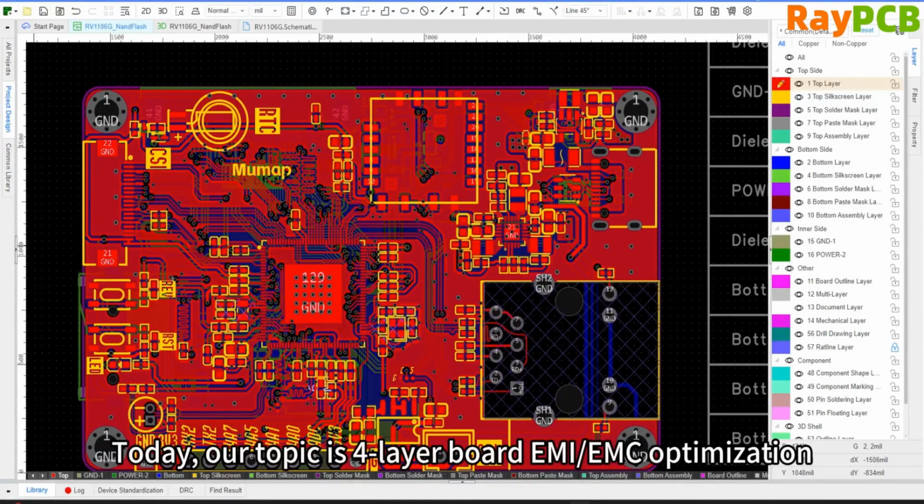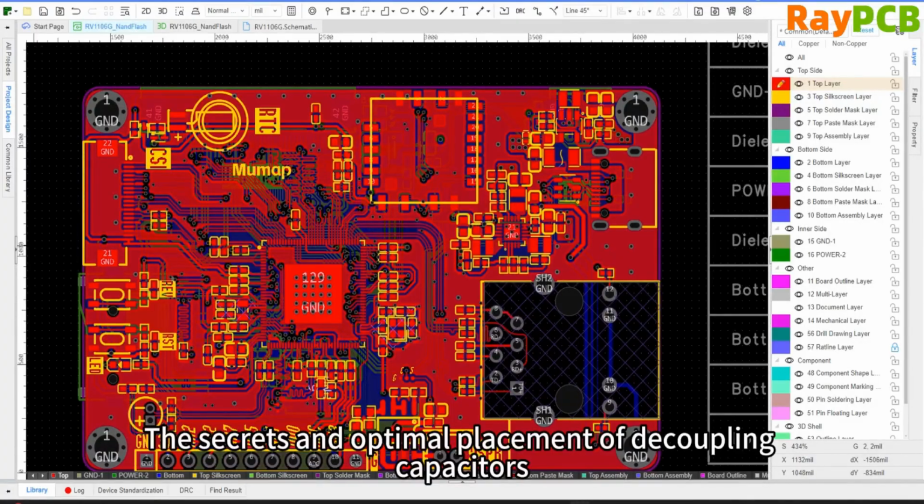Today our topic is 4-layer PCB EMI EMC optimization, as well as the secrets and optimization methods of decoupling capacitors.